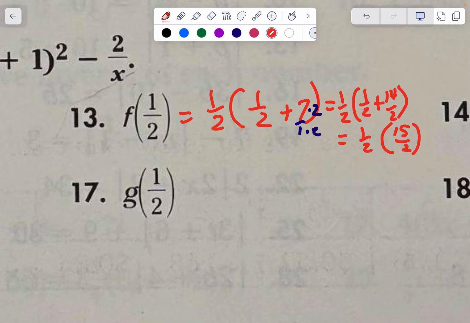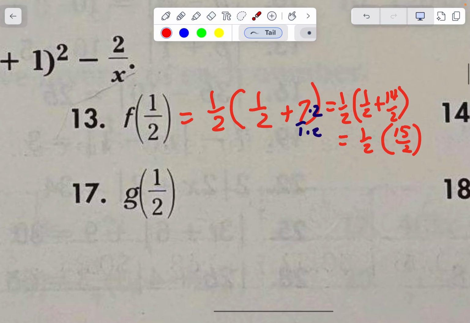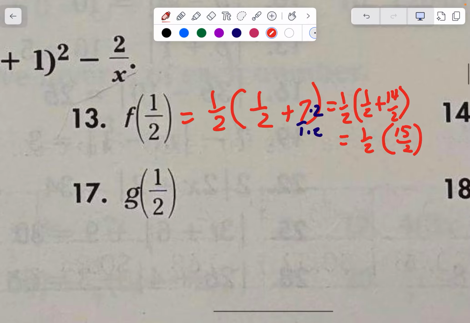Now to multiply fractions, I'm just reminding you of these rules because it's very easy to forget when we don't do that often. You just multiply tops with tops and bottoms with bottoms. Nothing more fancy than that. So let me say that again. To multiply fractions, multiply tops with tops, bottoms with bottoms. You can reduce if a top factor is the same as a bottom factor, but there isn't in this case. 1 times 15 is 15.